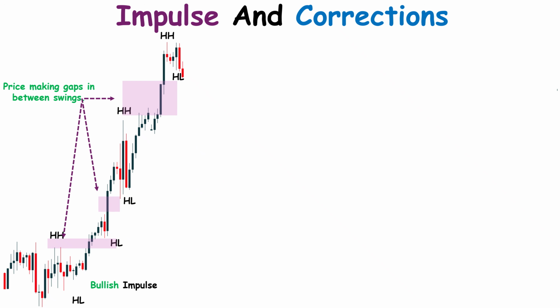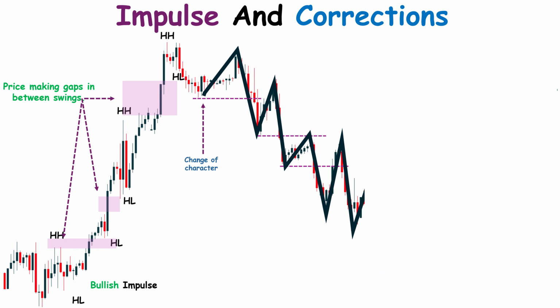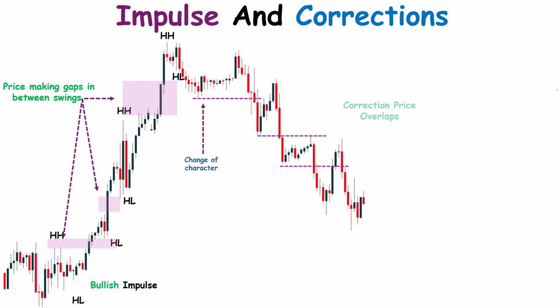Then suddenly, we get a change of character. Price breaks a higher low. Now we're moving down. But here's where most traders get confused. This new bearish move looks different. It's not clean, it's not fast, and price is trading back into the same levels as the previous bullish swings. In other words, there's overlap, there's hesitation. This tells us something important. This move down is not a real trend. It's a correction, setting up for the next big move.